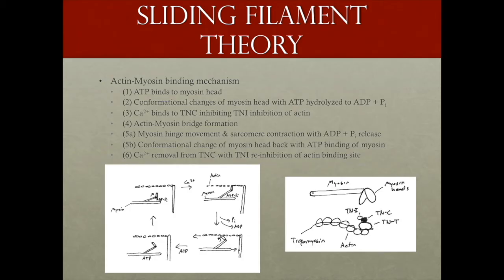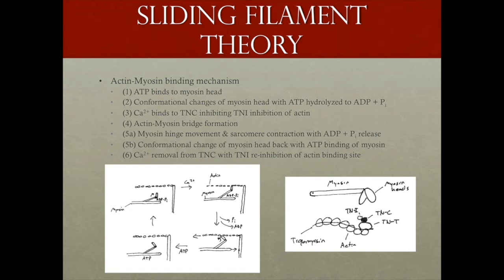The first thing that needs to happen is that ATP needs to bind to the myosin globular head. A conformational change in the myosin globular head is brought about when ATP is hydrolyzed to ADP and inorganic phosphate. At the same time, calcium is binding to troponin C and inhibiting the inhibition of actin by troponin I. This allows for an actin-myosin bridge to form.